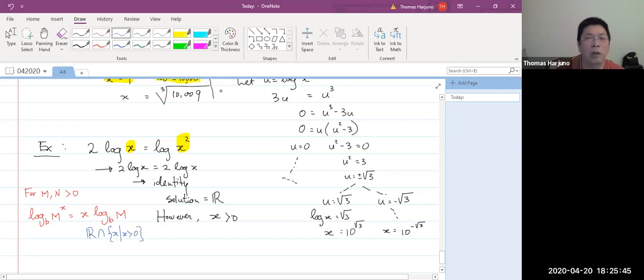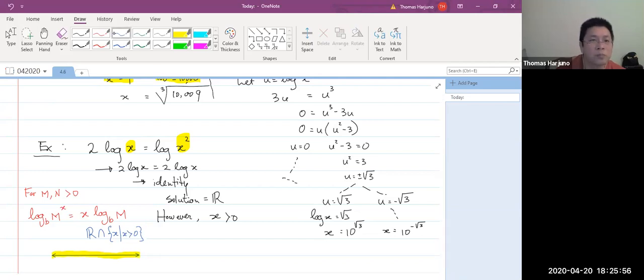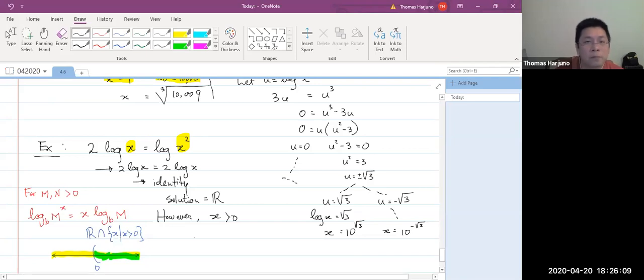with the set of all x that's positive, right? If you take a look on the number line, all real numbers refers to the whole thing here, okay? But greater than zero refers to this thing here. You see what I mean? So the solution will be only from 0 to infinity.